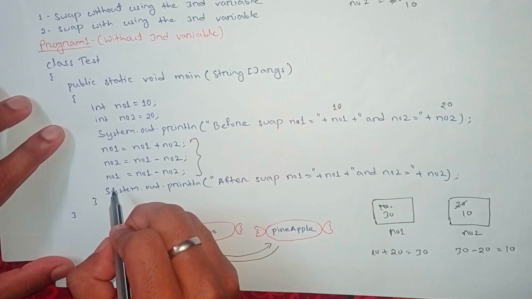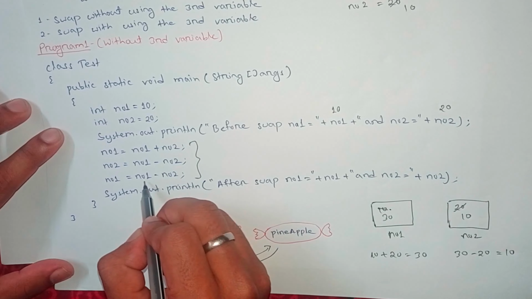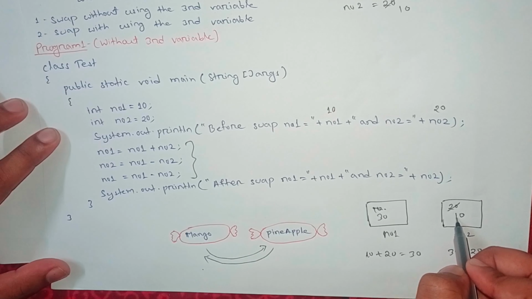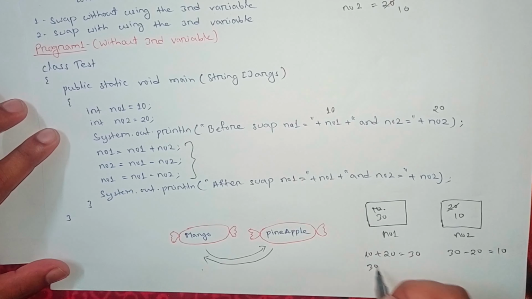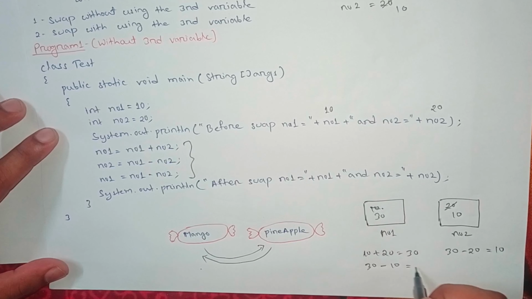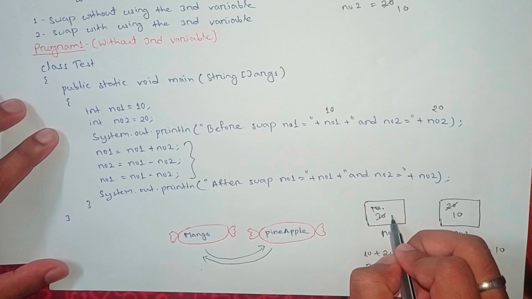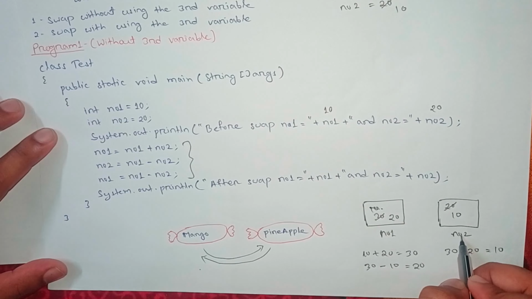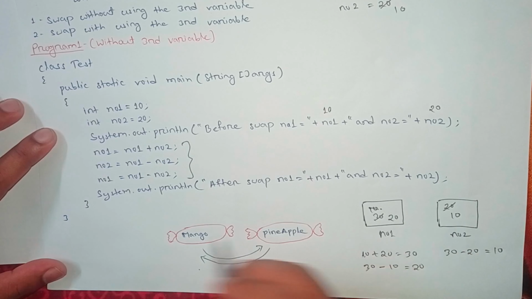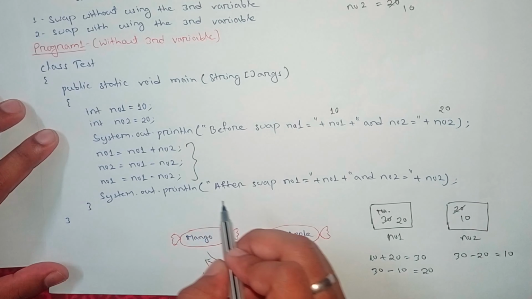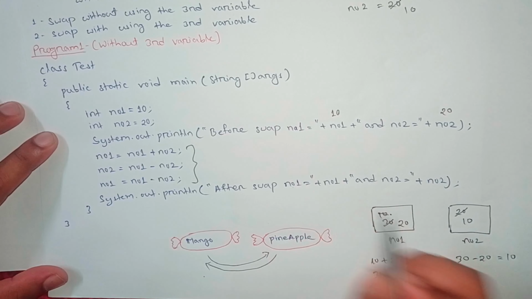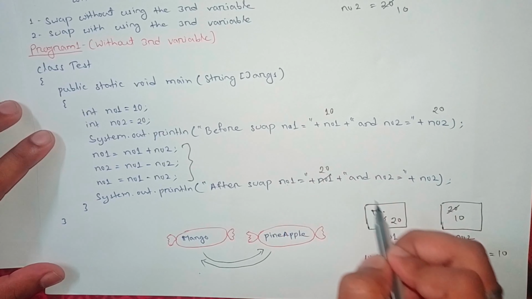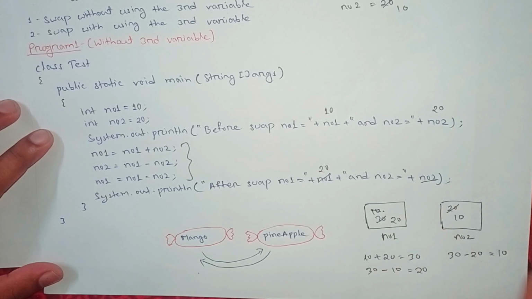Third line is number 1 equal to number 1 minus number 2. Number 1 is 30 and number 2 is 10. So 30 minus 10 equal to 20. Here it will come 20. Now finally number 1 equal to 20 and number 2 equal to 10. So System.out.println after swap, number 1 equal to 20 and number 2 equal to 10.